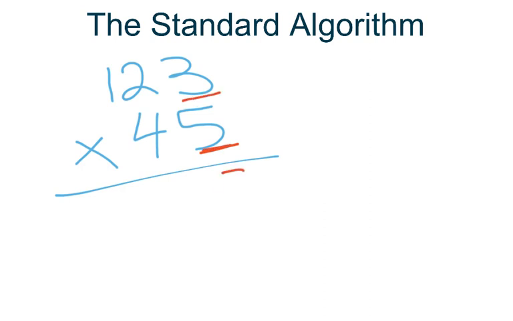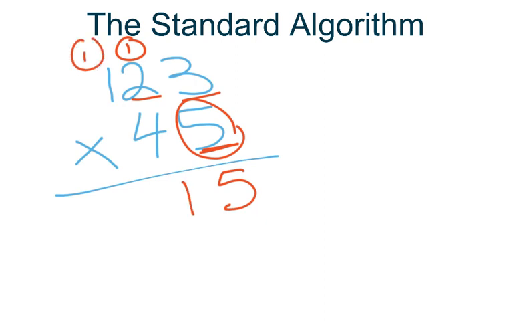So 3 times 5 is 15. You regroup and carry your 1. Then you move on, staying in the ones place of the second factor to the tens place. 5 times 2 is 10, plus 1 is 11. 5 times 1 is 5, plus 1 is 6.